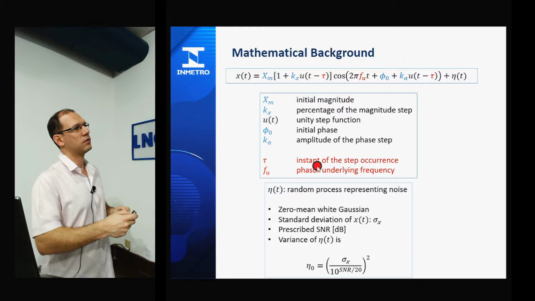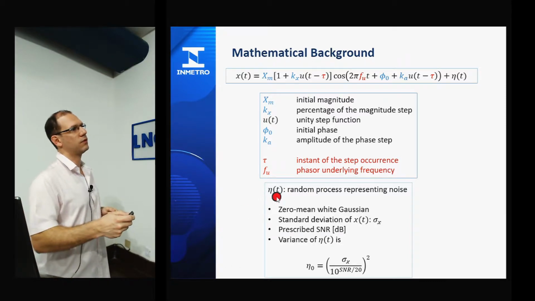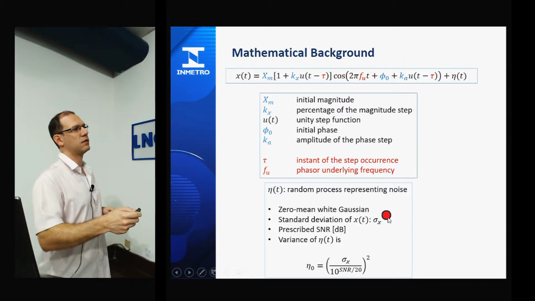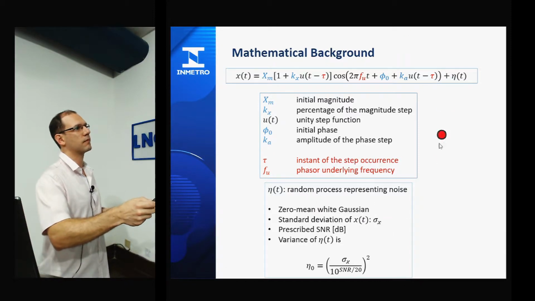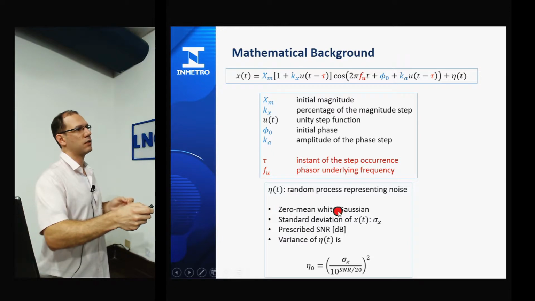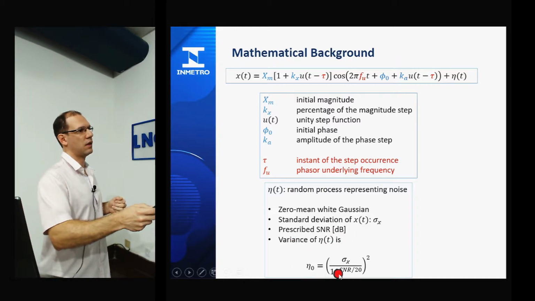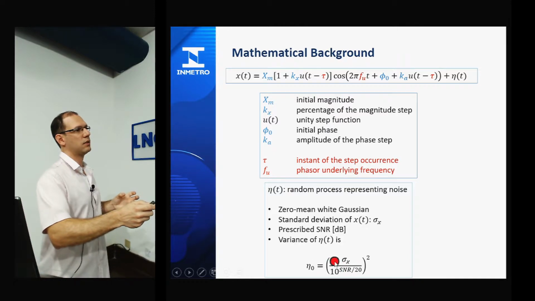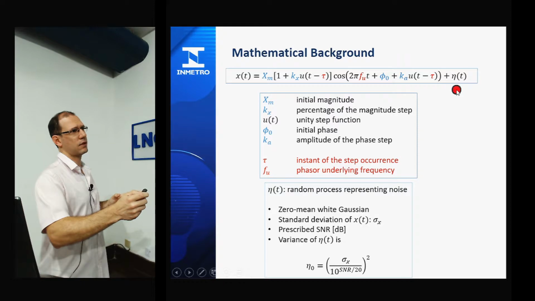Tau is the step location, the instant of the step occurrence, and Fu is the phasor underlying frequency. And also we have a function, a random process representing noise, eta. For a zero mean white Gaussian noise with standard deviation given by sigma x and the prescribed SNR in decibel, we can have the variance of the noise as given by this equation, and we have a model to represent the noise in our parametric model.